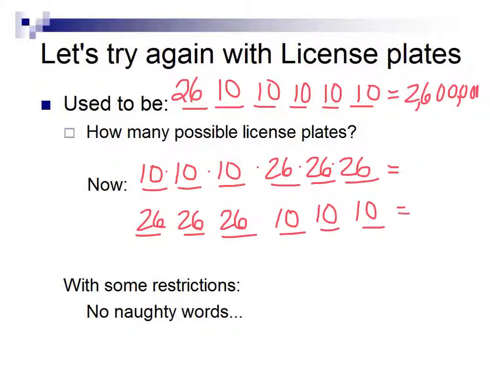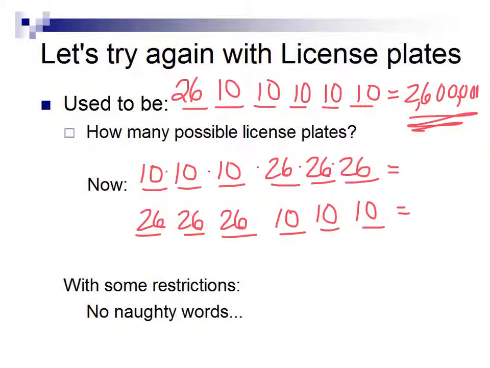Basically, you're going to get the exact same number here. I don't recall right off what this is. You can type it in your calculator. On your homework, you would give me an answer. It's something like 17.5 million. So together, you're at almost 35 million license plates that are possible. That's a big jump from what they used to do.